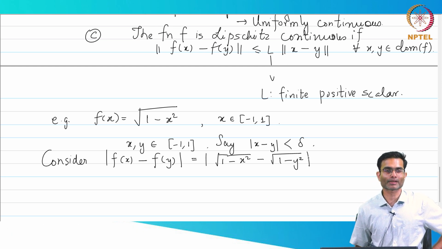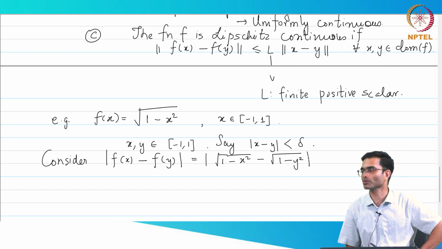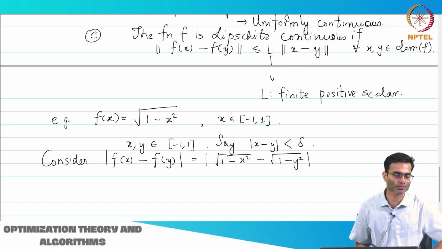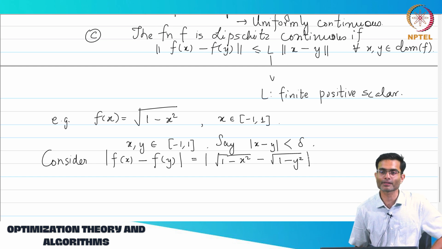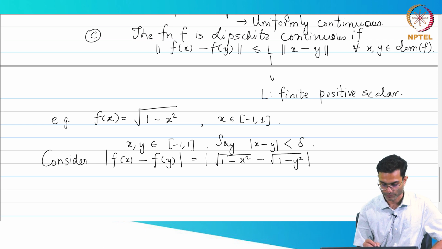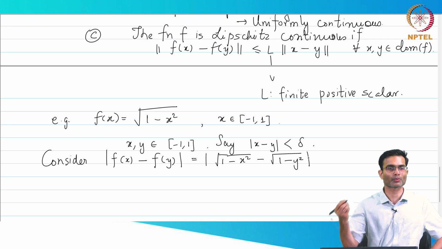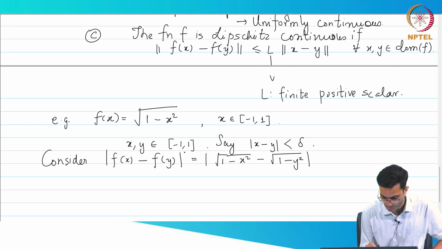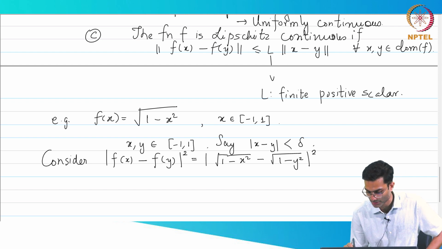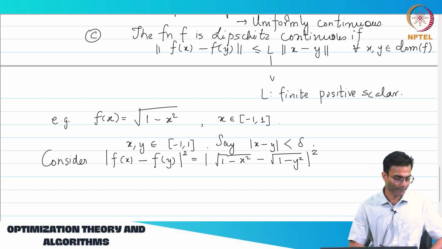Which does not look like something I can make much traction with, right? I have the difference of 2 square roots and it's a little tedious to proceed further. Standard trick is square it, right? Because we are dealing with positive numbers, if you square it, you can still trace back. So, let's consider the square of this.